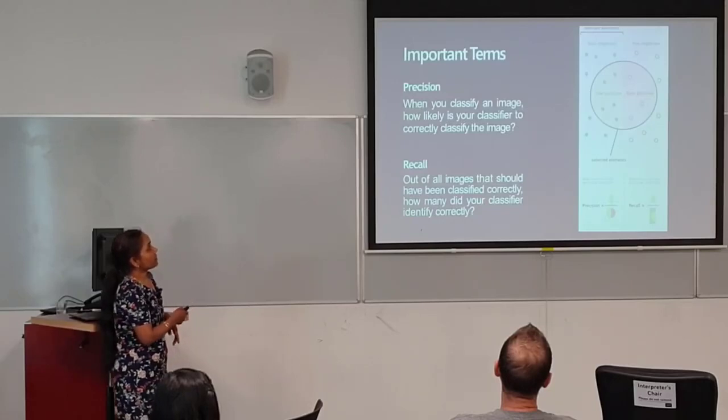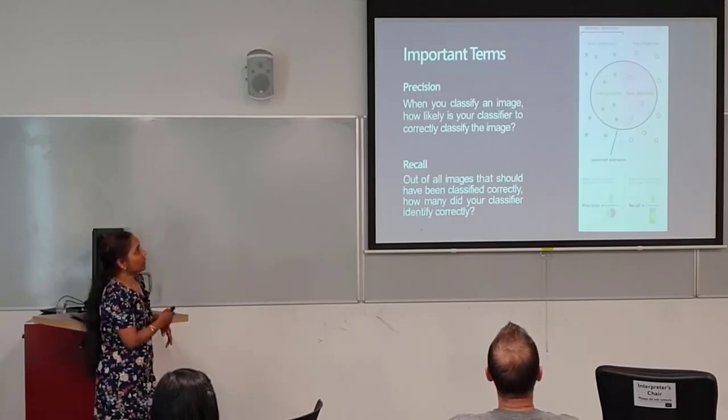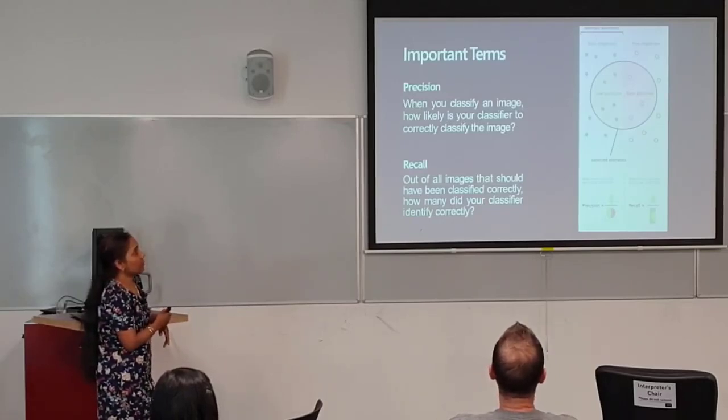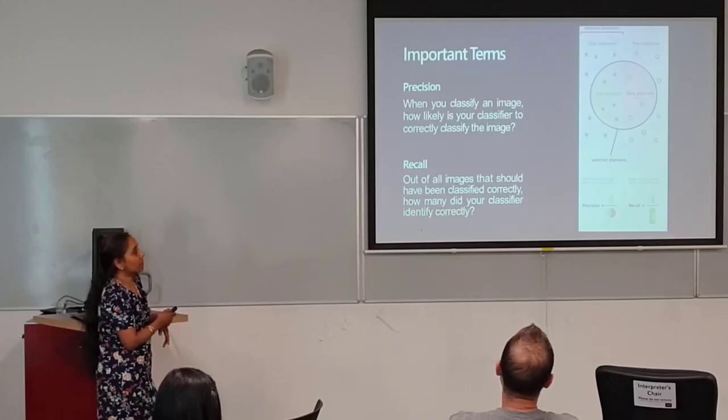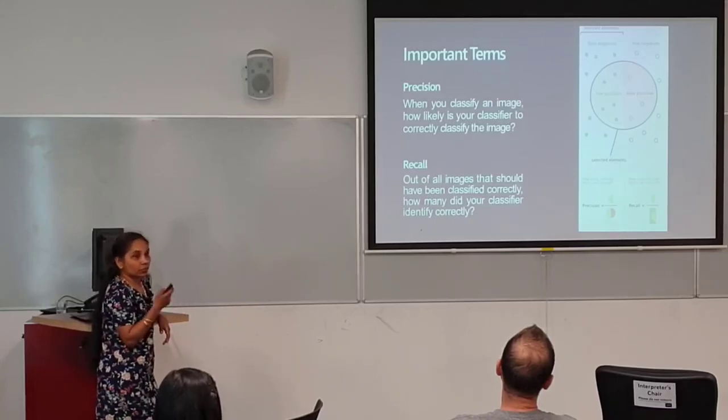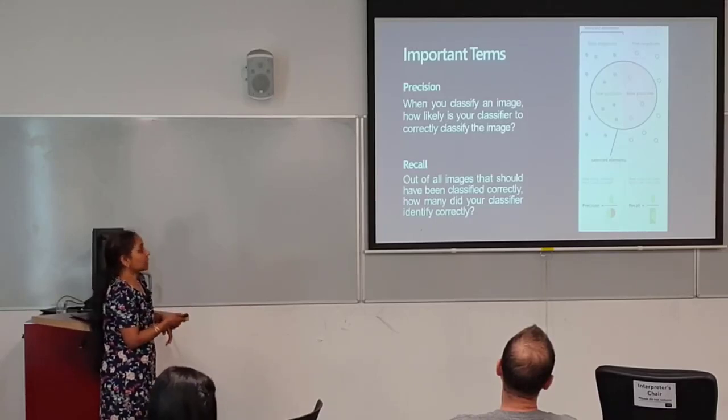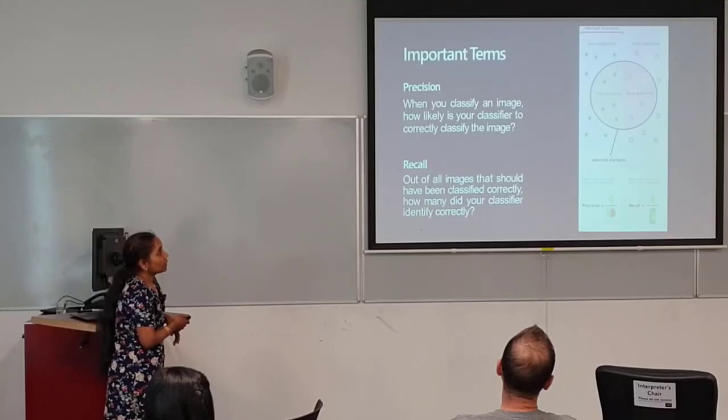And then the important terms. Precision is when you classify an image, how likely is your classifier to correctly classify the image. And recall is, out of all images that should be classified, how many did your classifier identify correctly? So the actual classification. True positives, false positives.